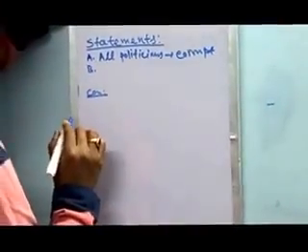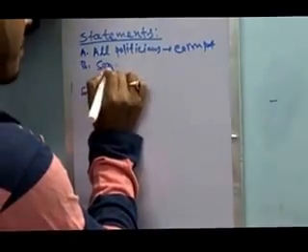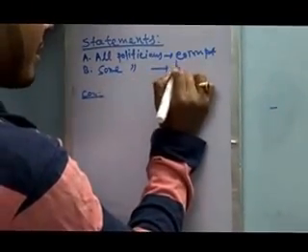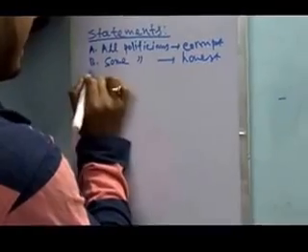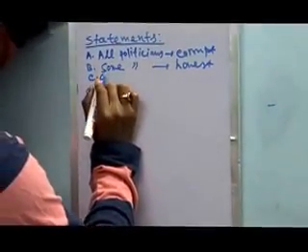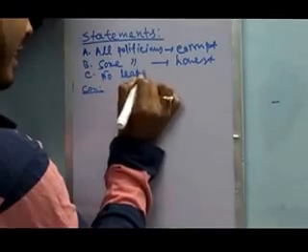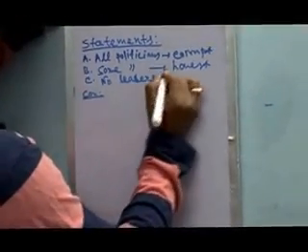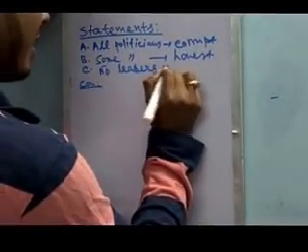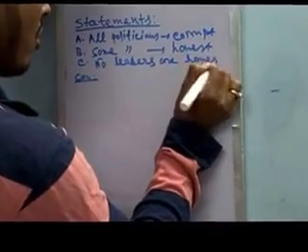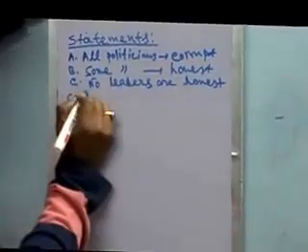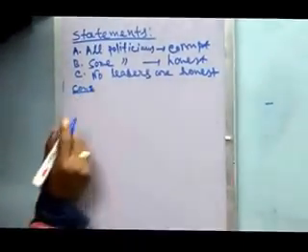Statement B, some politicians are honest. And statement C tells us that no leaders are honest. Now draw the conclusion.